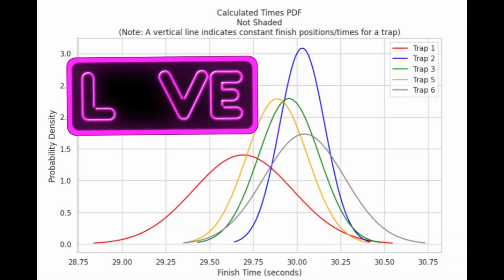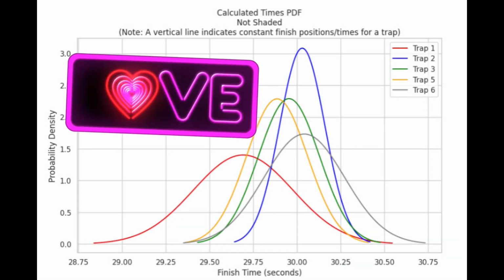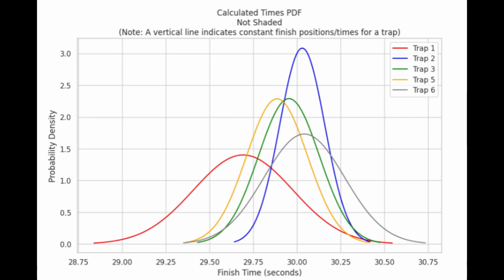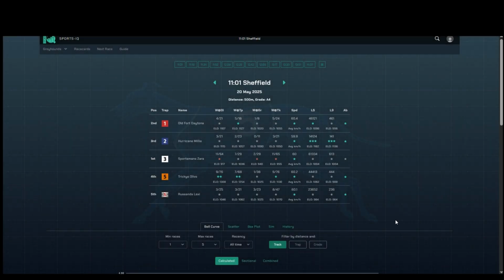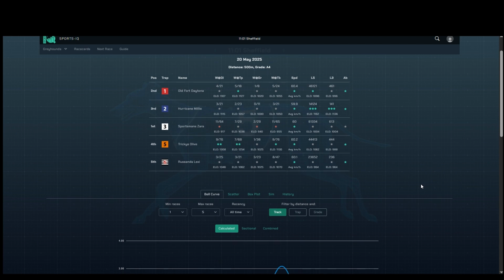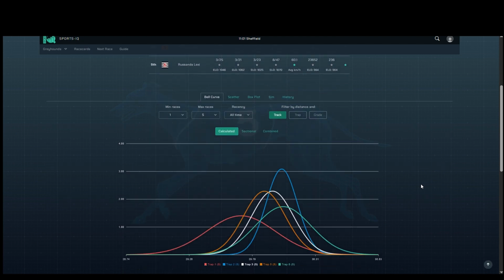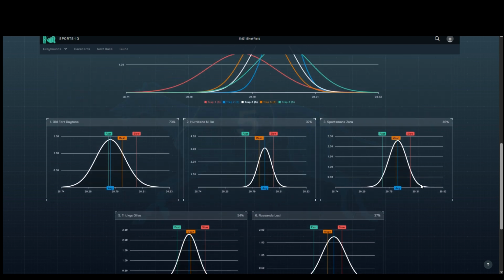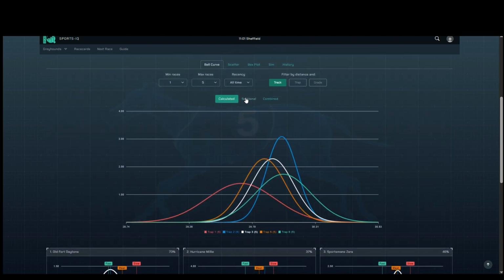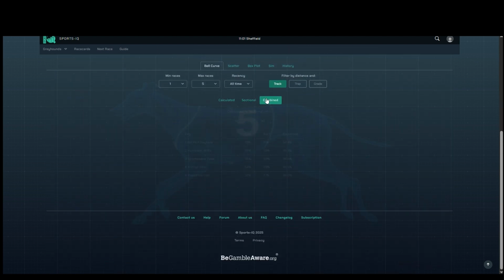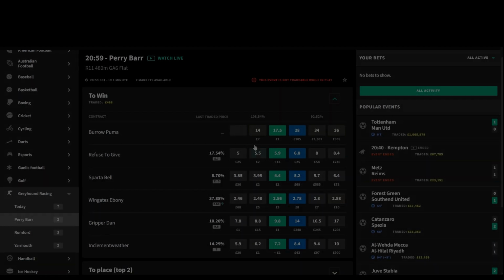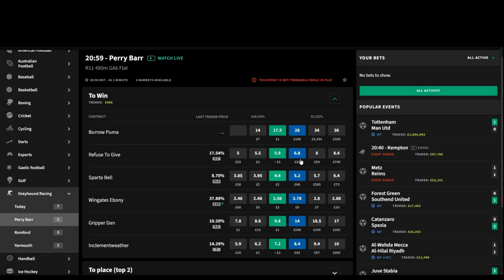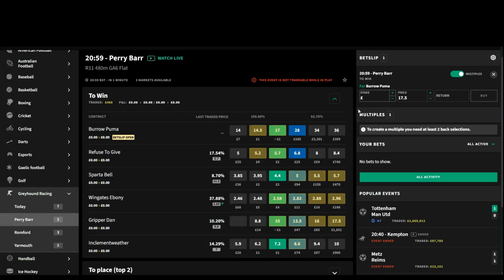Bell curves, how I love you. Let's look at the bell curves journey from the humble beginnings to the mighty Sports IQ for Greyhound data analysis. Then we'll have a look at understanding bell curves, because there are many people out there who still find them quite complex to look at. So we'll try to simplify that down. And then finally, I'm going to finish with showing you a quick selection process for your Greyhound races.